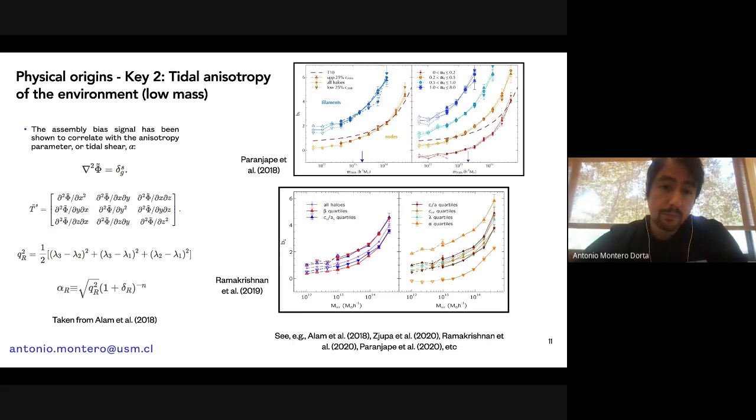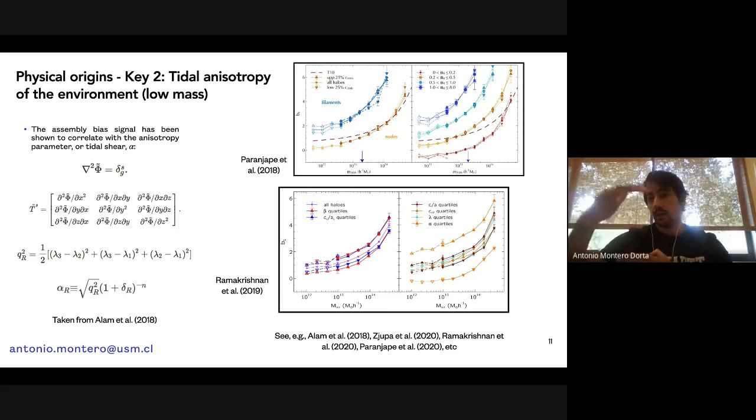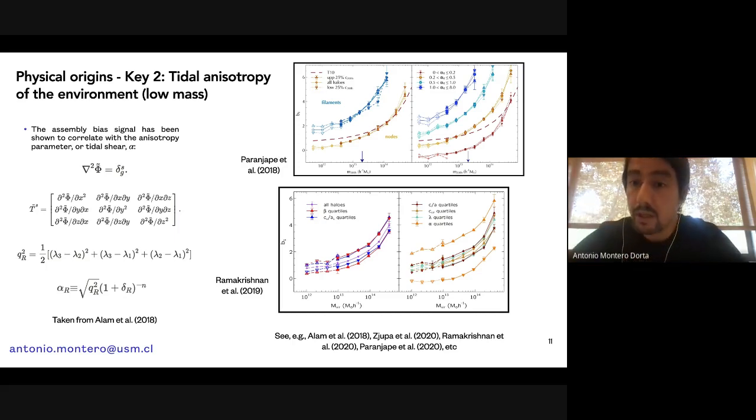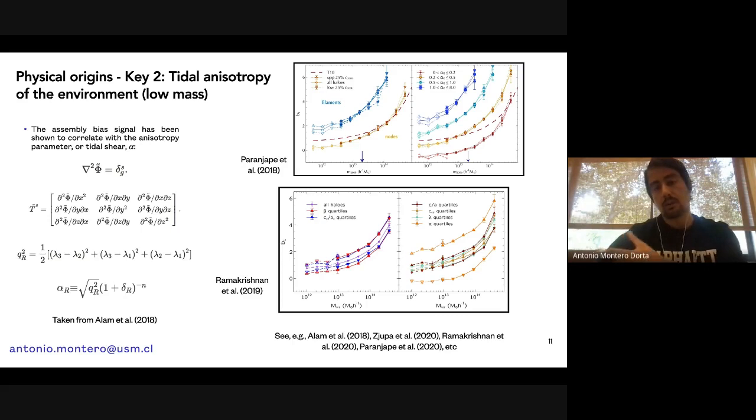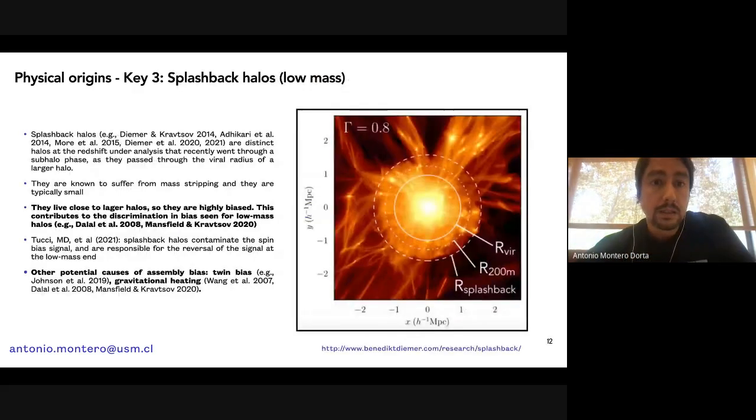And what people have shown is that at fixed mass, different alphas give you different bias, and that can be related to the fact that, also at fixed mass, different secondary properties of halos display different biases. So I guess this is not so much a mechanism, more an explanation or a correlation, but it's related to the previous one.